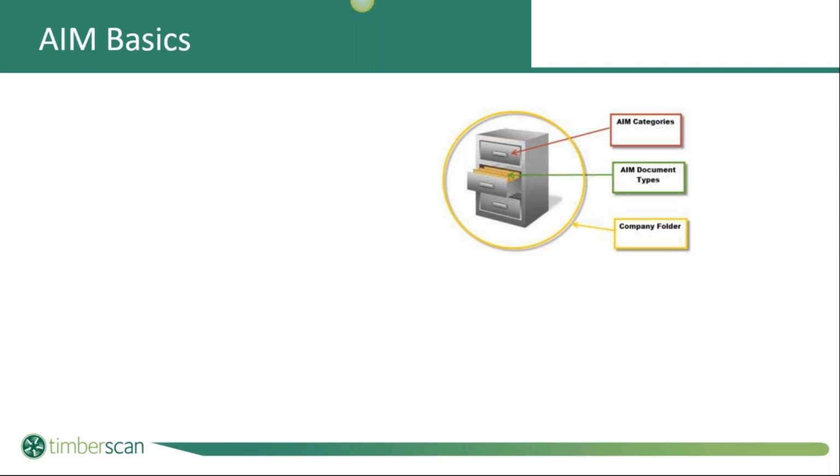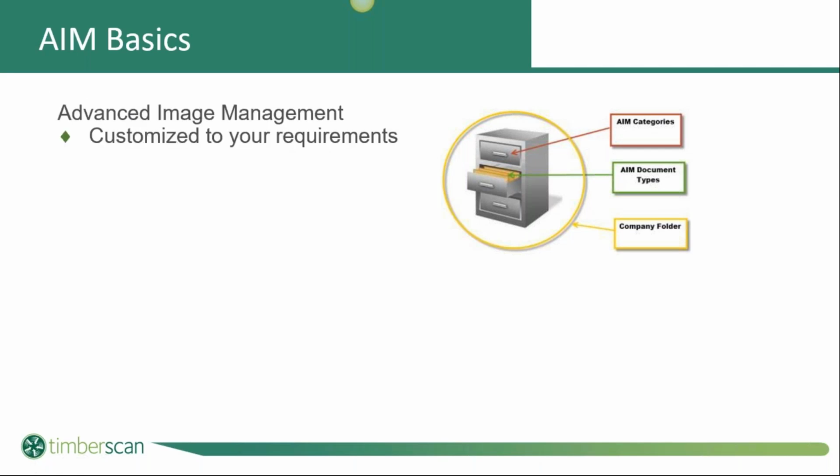We have categories, which are our drawers. Within the drawers, what do you have? You have your file folders, so these are our document types, and we have separate filing cabinets by company. The basics of AIM is we can customize this to whatever your requirements are. Remember, it's an image, it's a document management system. It's not just invoices, okay?